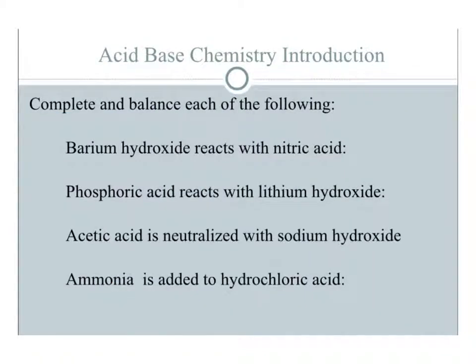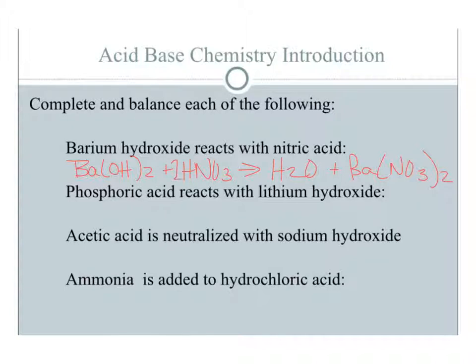Complete and balance each of the following. So this is just getting our polyatomic ions a rundown here. So we have barium hydroxide with nitric acid, and we're going to produce water. And then I look at what's left, and barium nitrate. Barium's a group 2, so I need to drop and cross. I also need to make sure that I'm balanced. So I need 2 here for my nitrates. I have 4 H's, so I need a 2 here.